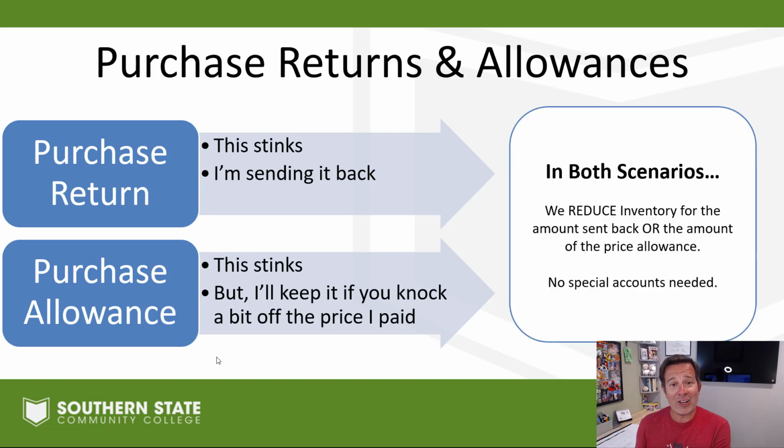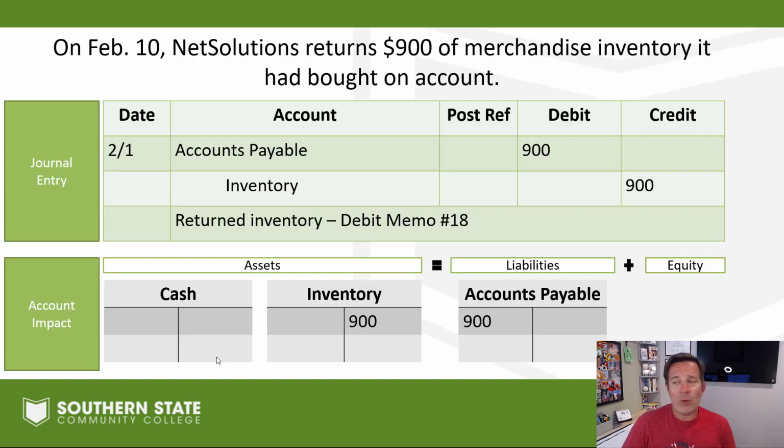In both scenarios, we reduce inventory for the amount sent back or the amount of the price allowance. We don't need any special new accounts. We just run it right back through inventory exactly like we did our purchase discounts. For example, let's say Net Solutions returns 900 of merchandise inventory that it had bought on account. If they return it, they no longer owe the money for it. We debit accounts payable, and we credit inventory. That decreases accounts payable for the amount returned. It decreases inventory for the amount we no longer have because it was returned.